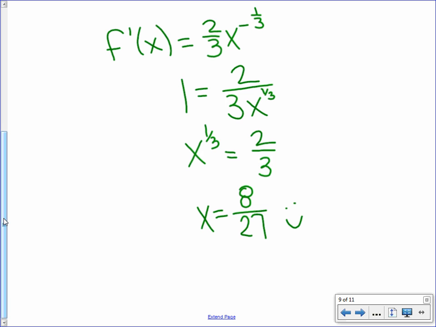Technical correction: it says to find c for us. So really, c equals 8/27. The AP test will kill you for that. This is probably not something that you're going to see on a free response problem. And this would be a multiple choice problem.